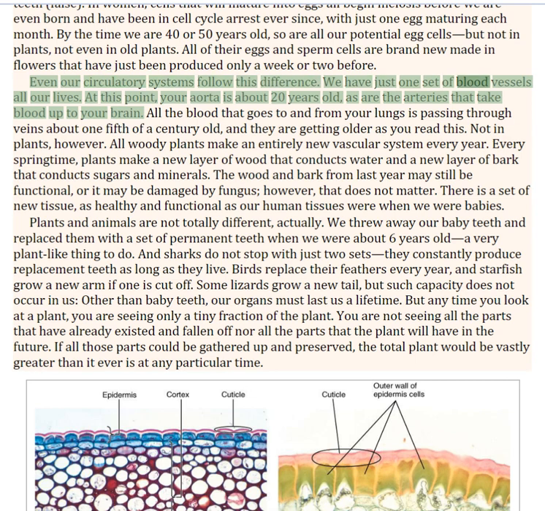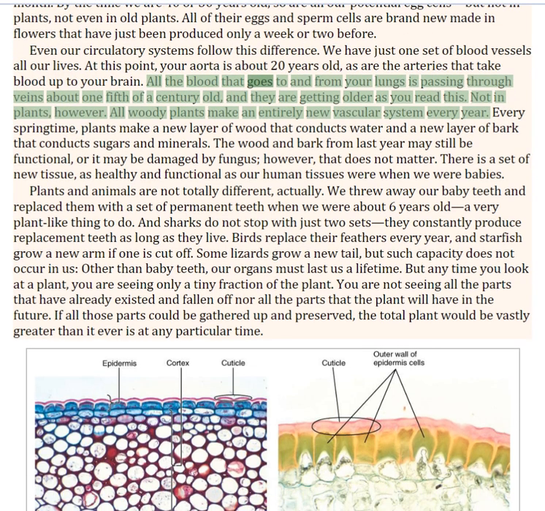We have just one set of blood vessels all our lives. At this point, your aorta is about 20 years old, as are the arteries that take blood up to your brain. All the blood that goes to and from your lungs is passing through veins about 1/5 of a century old, and they are getting older as you read this.